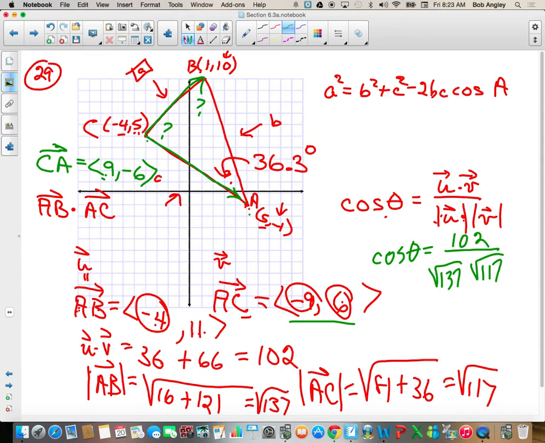Just do law of sines. Well, let me ask you this. Did we not find the length of side AB right here? Okay, so in other words, we could write that this is the square root of 137, and this is the square root of 117. Okay, and yes, we can do law of sines then. Yes, I never thought about doing it that way. I just think of it as a vector problem after that. But yes, you could do the law of sines to get the second angle, and then you could subtract from 180 to get the third.